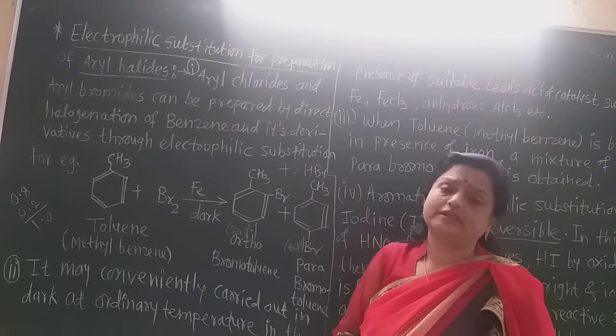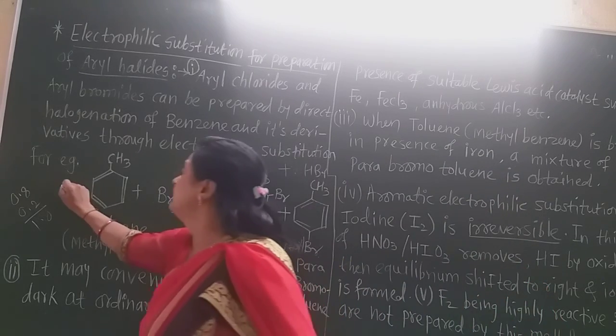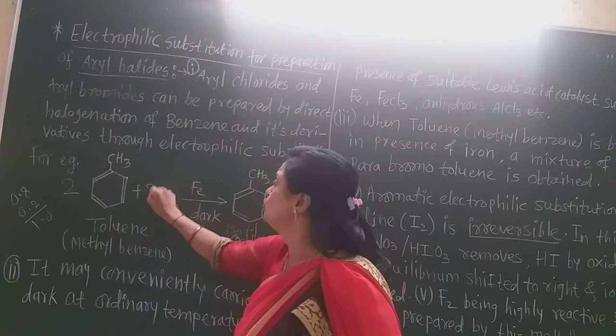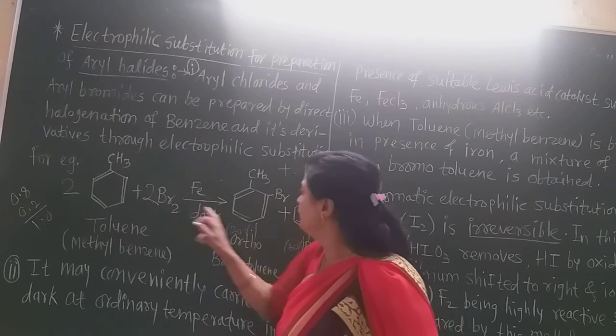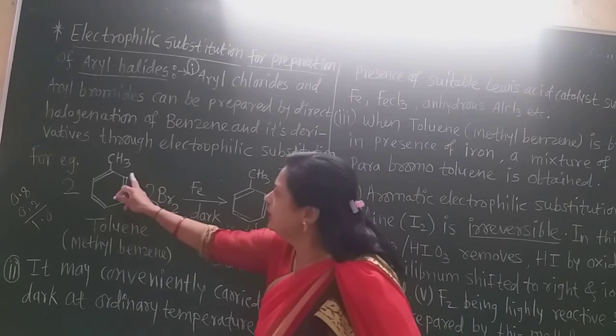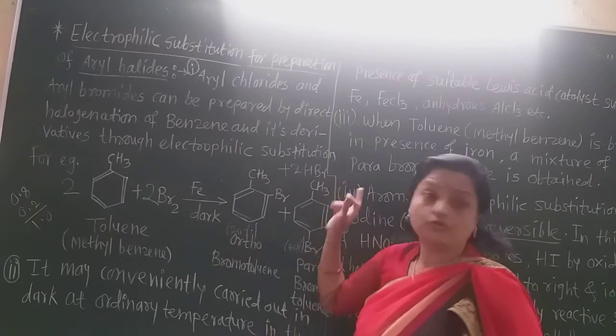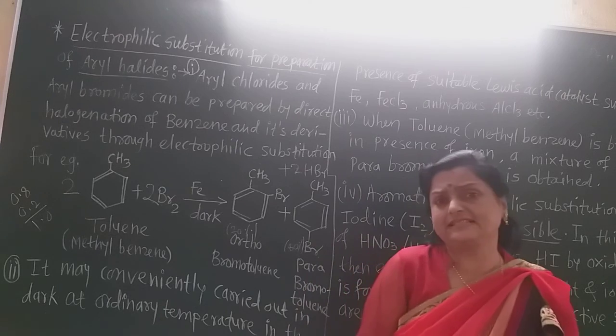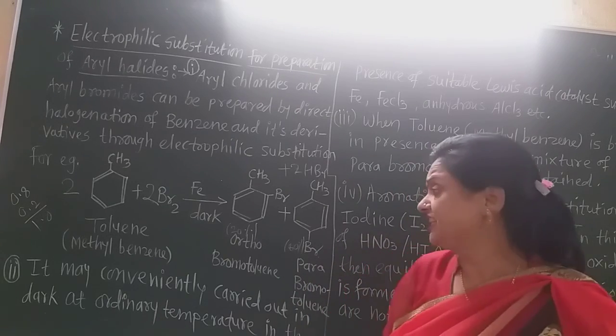If you do not understand in this way, you can write here directly 2, here also 2. Out of 4 bromine, 2 are here and the remaining 2 are in HBr, because 2 hydrogens, 1 and 1, are from the twice HBr. Now, in this way you can balance this reaction, but both are correct reactions.